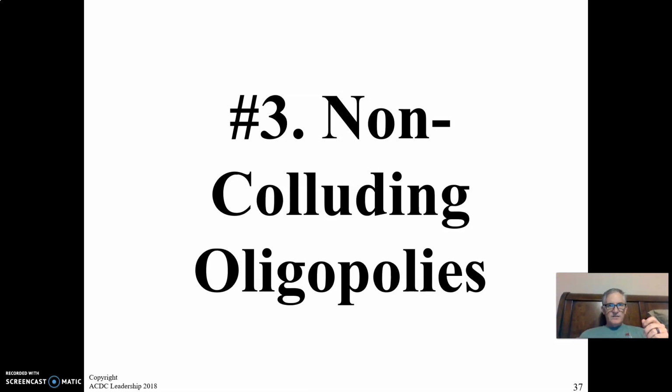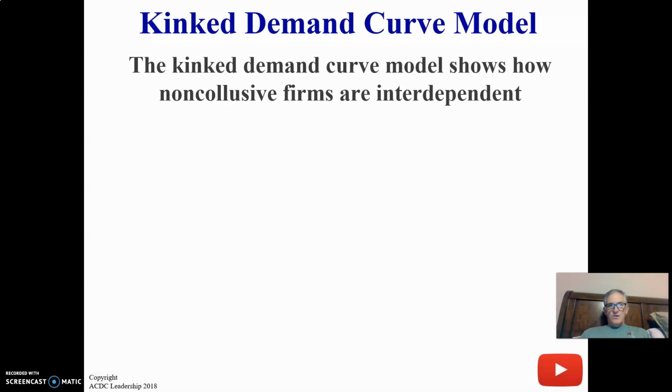All right, and then the last one. Last graph, last part of 4.3 is a non-colluding oligopoly. So these are the ones that do not set their price. All right. So what you end up with is a kinked demand curve. I'm going to show you this kind of short and sweet. You can play the Clifford video.